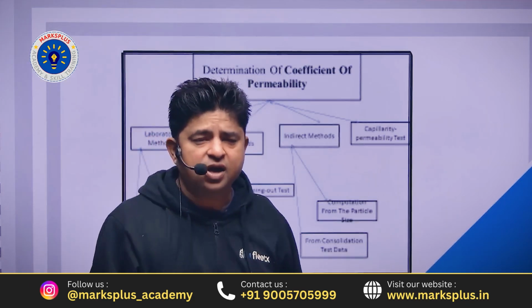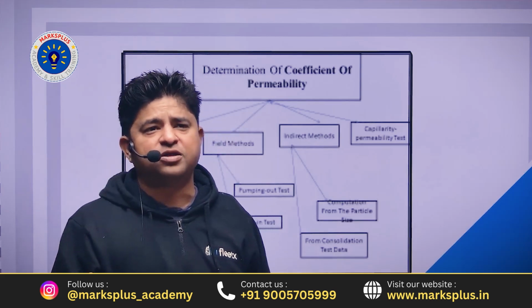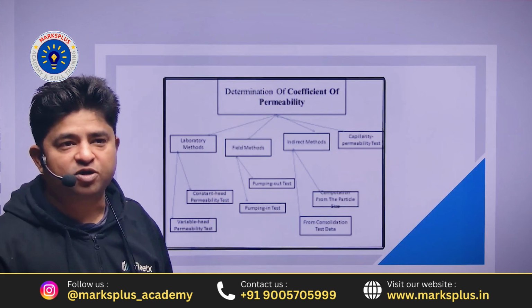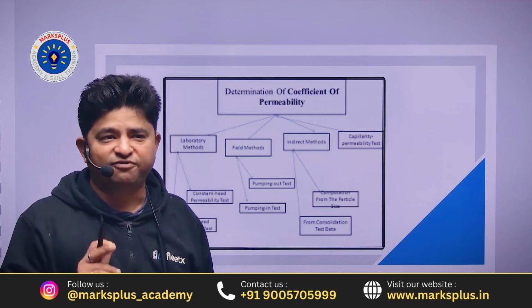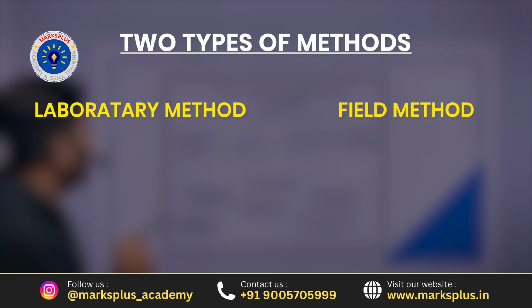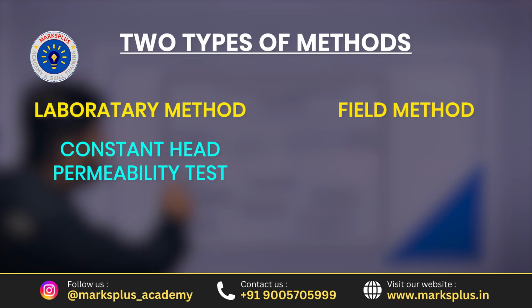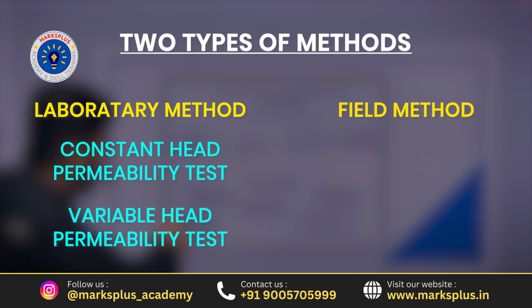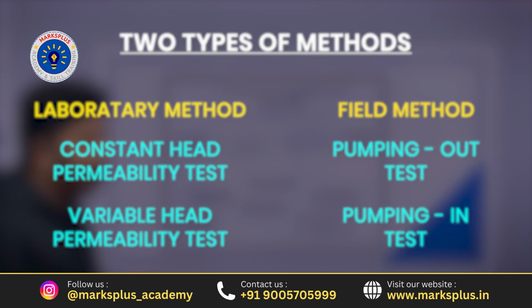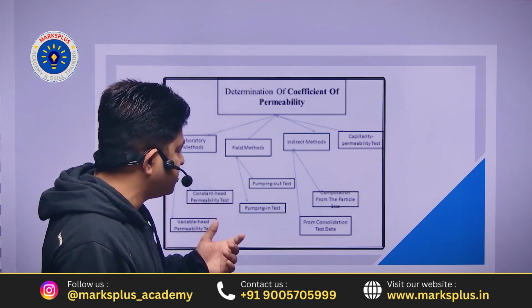Permeability of soil is measured through the device known as permeameter. If we want to determine the coefficient of permeability, we have two methods. First is the laboratory method and another one is the field method. In the laboratory method we have the constant head permeability method and the variable head falling permeability method, and in the field method we have the pumping out test method and the pumping in test, and we have another two methods which are indirect methods.